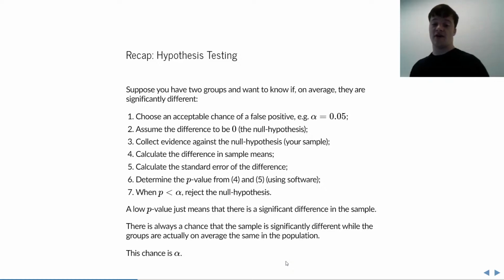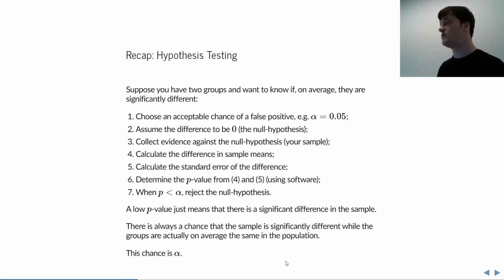So yeah, a low p-value just means that there's a significant difference in the sample, right? It doesn't prove that there's a difference in the population. It just means that the chance of this being a false positive is less than the chance we agreed upon. But there's still always a chance that your one sample is significantly different, even though in the population the groups are actually the same. And the question is, how large is that chance? That is alpha. That is a chance that you agreed upon.